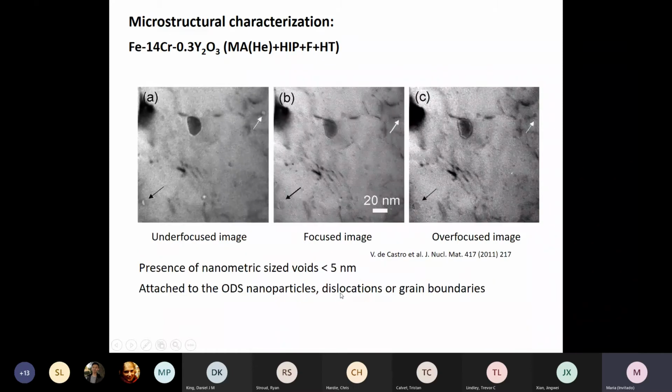Something interesting is that in this case we observe the bubbles, or nanometric sized voids, but they are smaller in this case. They are smaller than 5 nanometers. Okay, it could be due to the presence of yttrium oxide. That is the difference with the non-ODS version, and they were observed to be attached to the ODS nanoparticles or dislocations or grain boundaries.